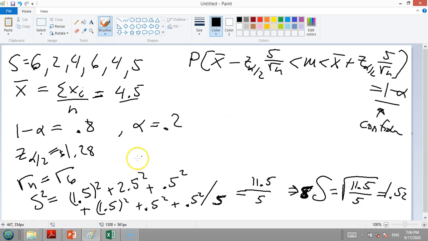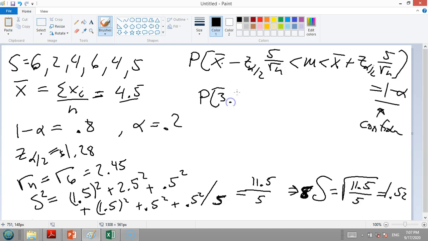And what do you do then? You have everything. You have X bar, you have 1.28, S, you have 1.52, and square root of 6. You can just leave it like this. Square root of 6 is 2.44, 2.45. Okay? And so what do you get at the end? Just do the math and let's see if you get these results, okay?